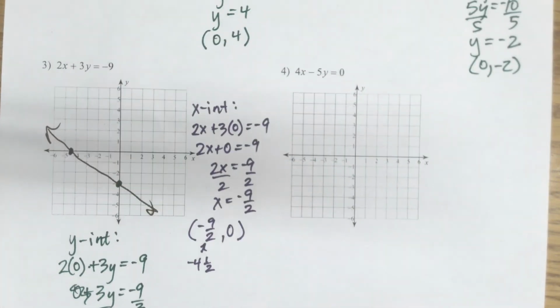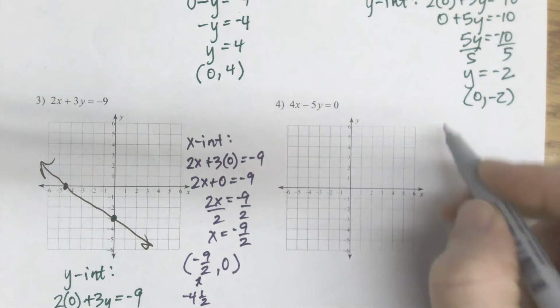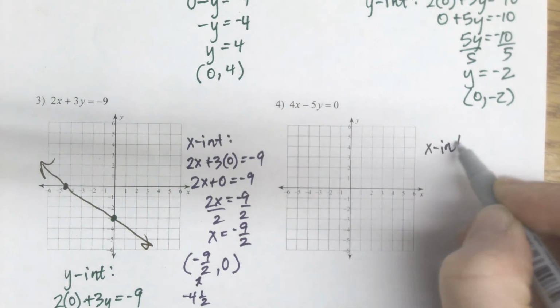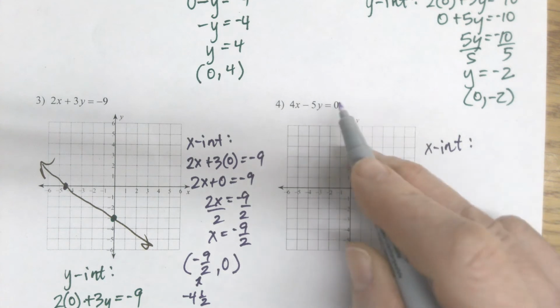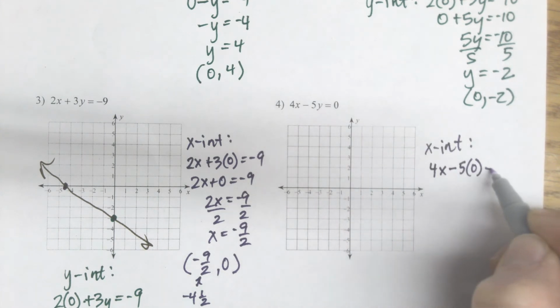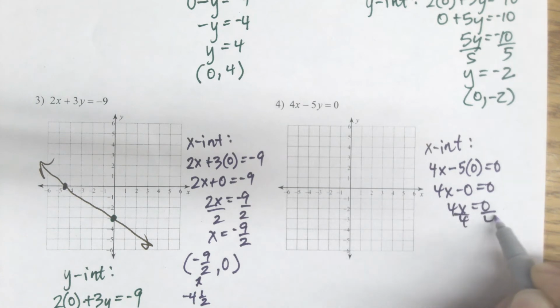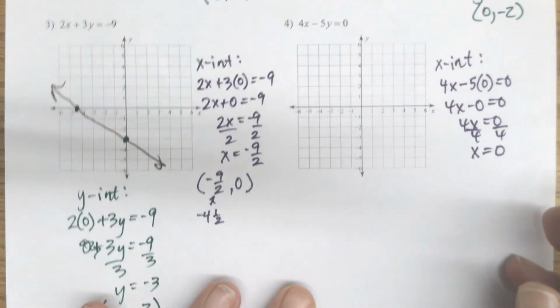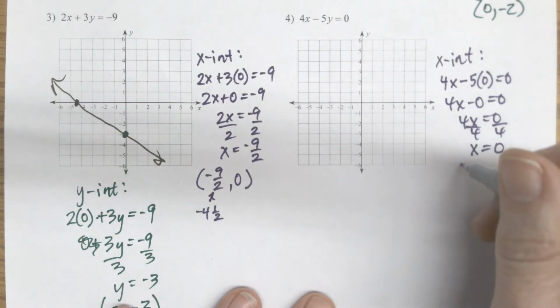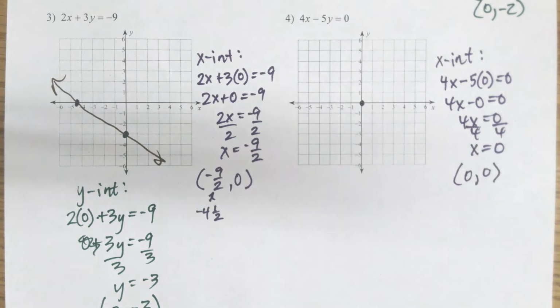So our last one, problem number 4, I'm going to go through that same process again. X-intercept is when I replace y with 0 because all I care about is the x. So 4x minus 5 times 0 equals 0. So 4x minus 0 equals 0. 4x equals 0. I divide by 4, divide by 4. I know I'm kind of working through that pretty fast, but hopefully you get what I'm doing. We've solved several equations by now. I end up with the point 0, 0. So that's 0 on the x-axis. So I plot that point.